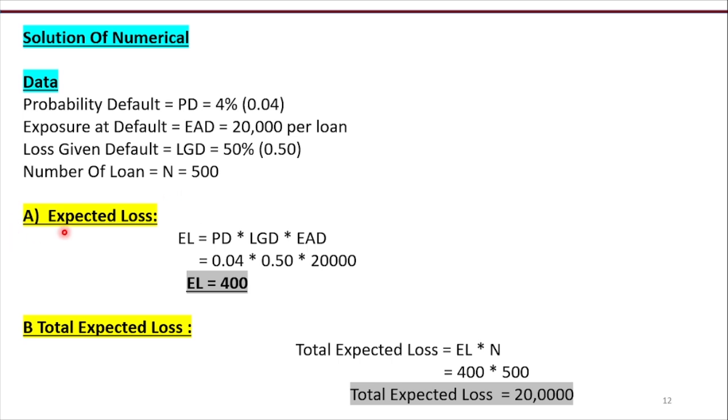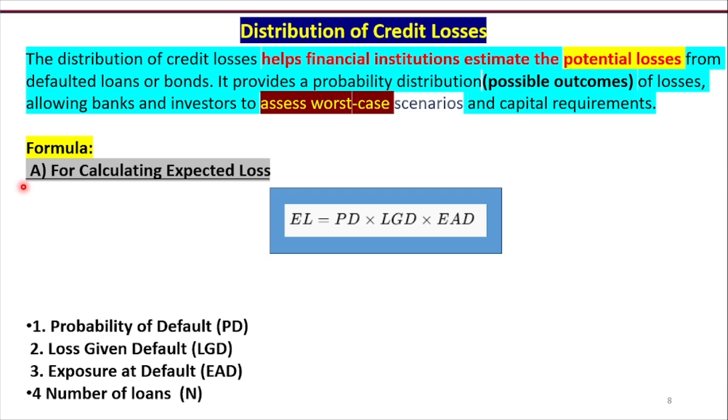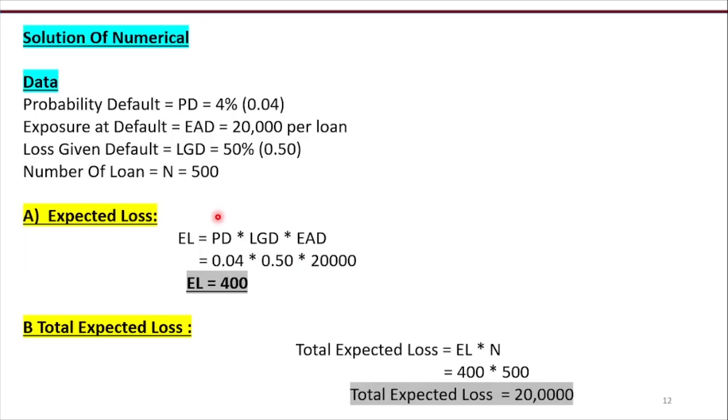Let's use step number 1. Formula: EL equals PD into LGD into EAD. Expected loss, step number A. Simply we put in the values: PD is 0.04, LGD is 0.50, and EAD is 20,000 per loan. After multiplying all this together, we get the answer of expected loss, which is 400.